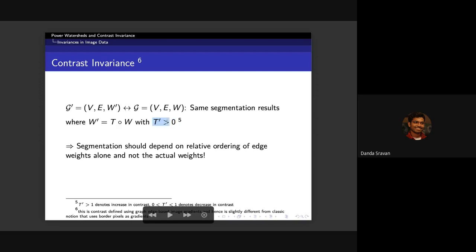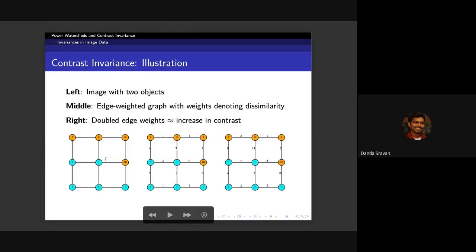So this corresponds to, if I use an increasing function with the derivative greater than 1, that effectively means that I am stretching the contrast. Say, for example, let me just take a simple example here. This is like a fictitious image that I have on the left side, as you see.